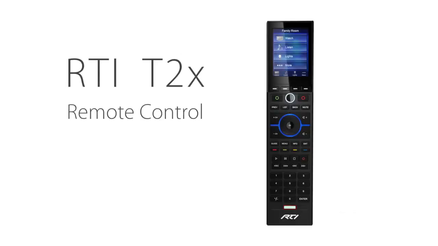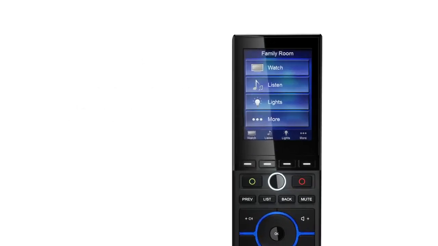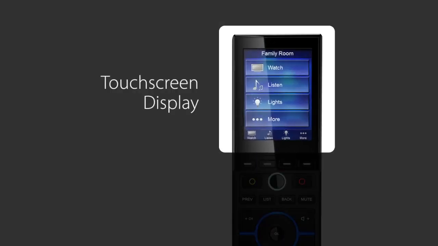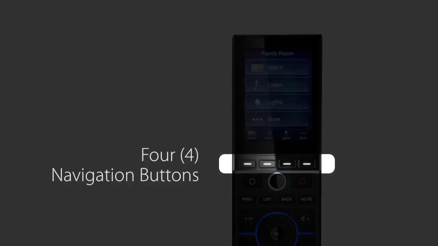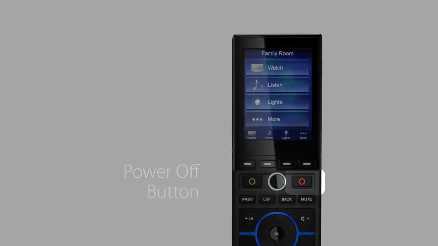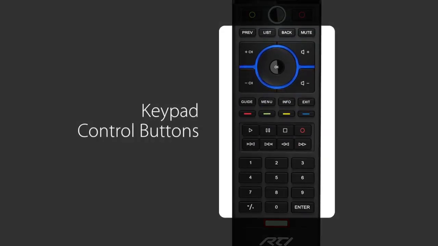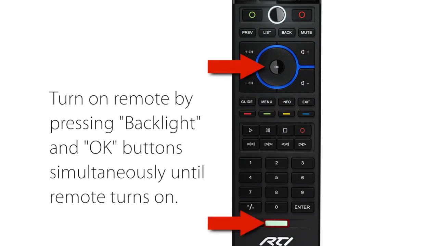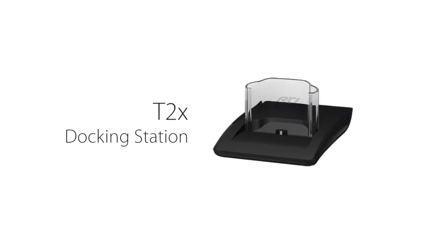The T2X remote control includes four main areas: a touchscreen display, four navigation buttons, a power off button, and finally, keypad control buttons. You can turn on the remote by pressing and holding the backlight and OK buttons simultaneously until the remote turns on. In addition, the remote can be turned on when placed in the docking station. The docking station is also used to charge the T2X battery.